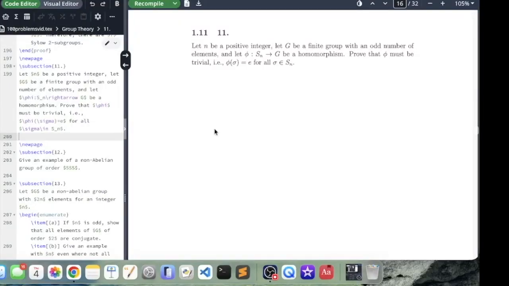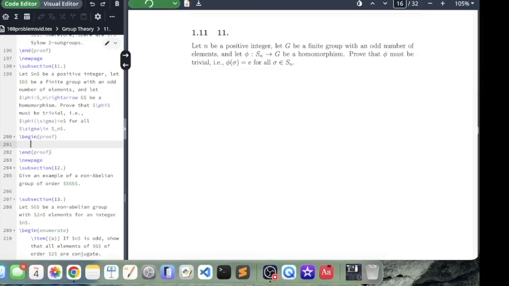All right, problem number 11 in group theory. We have: let n be a positive integer, let G be a finite group with an odd number of elements, and let phi go from Sn to G be a homomorphism. Prove that phi must be trivial, i.e. phi of some permutation is equal to the identity for all permutations.